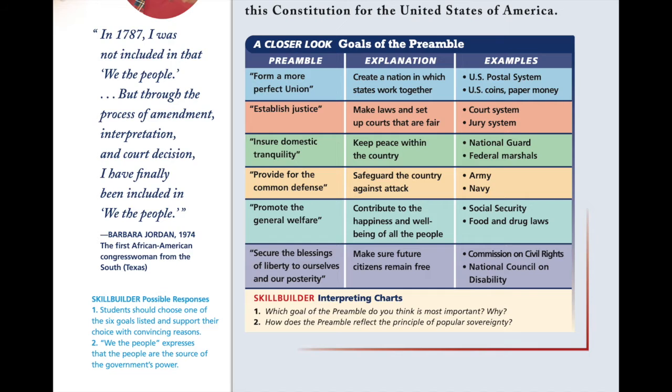Goals of the Preamble. Form a more perfect union. This means to create a nation in which the states work together. Establish justice. This means make laws and set up courts that are fair. Ensure domestic tranquility. This means to keep peace within the country.